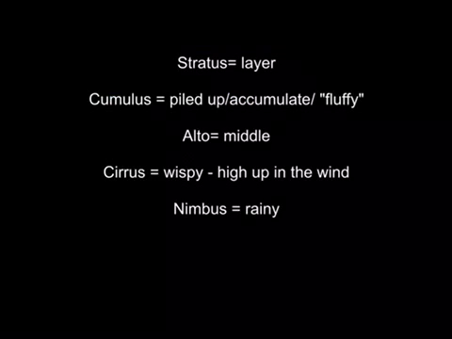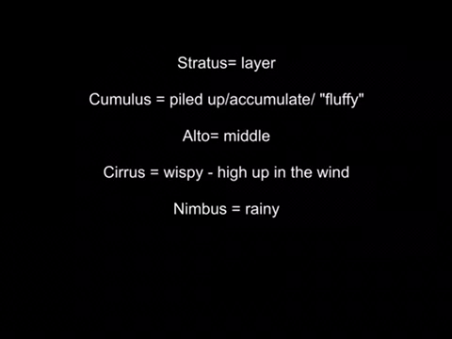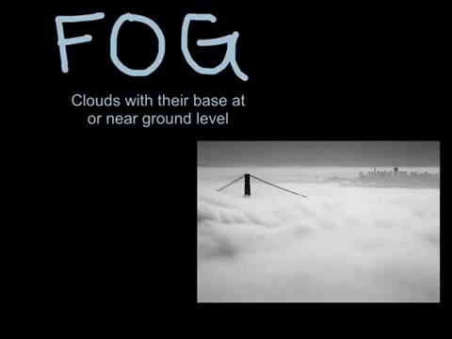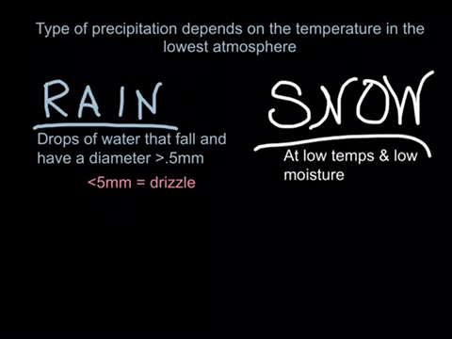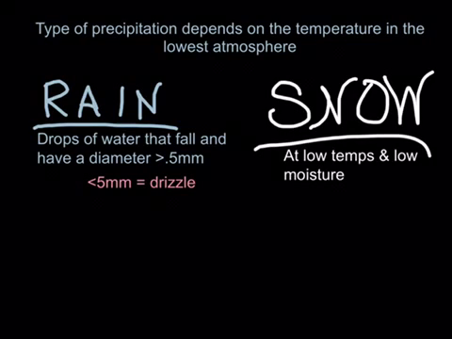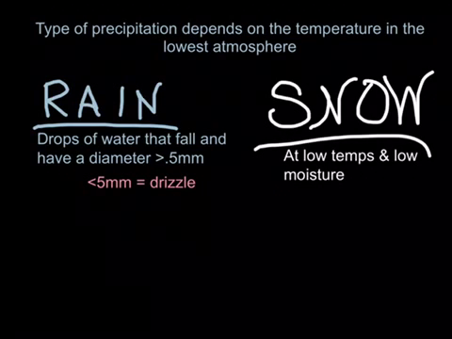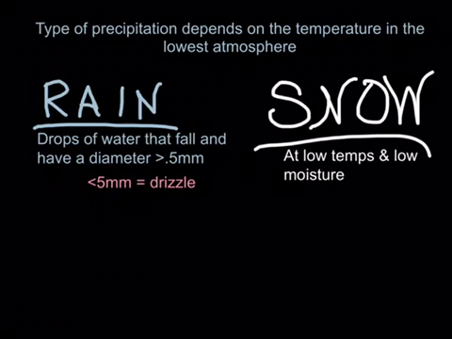So here's a summary of those words that I just defined for you. You could have them written down to refer back to later. Fog. Clouds with their base at or near ground level. Type of precipitation depends on the temperature in the lowest atmosphere. Rain. Drops of water that fall and have a greater diameter of 0.5 millimeters equals drizzle. Snow.